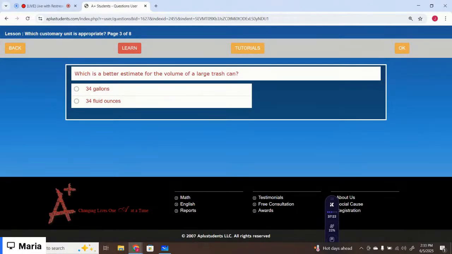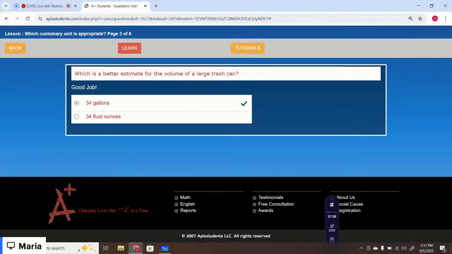Which is the better estimate for the volume of a large trash can? A large trash can would be 34 gallons. Option number one is the correct option.